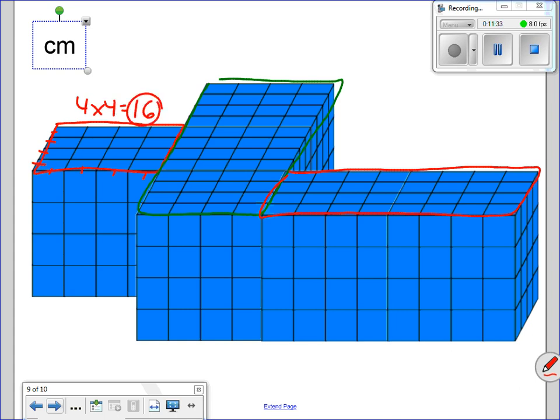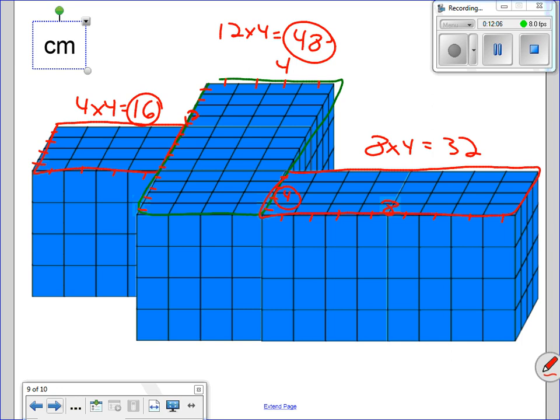Okay. This right here is 1, 2, 3, 4. Then it's 1, 2, 3, 4, 5, 6, 7, 8, 9, 10, 11, 12. So my length is 12. So this would be 12 times 4, which equals 48. Okay? Then over here I have a 1, 2, 3, 4. 1, 2, 3, 4, 5, 6, 7, 8. And I have an 8 times 4, which is a 32.